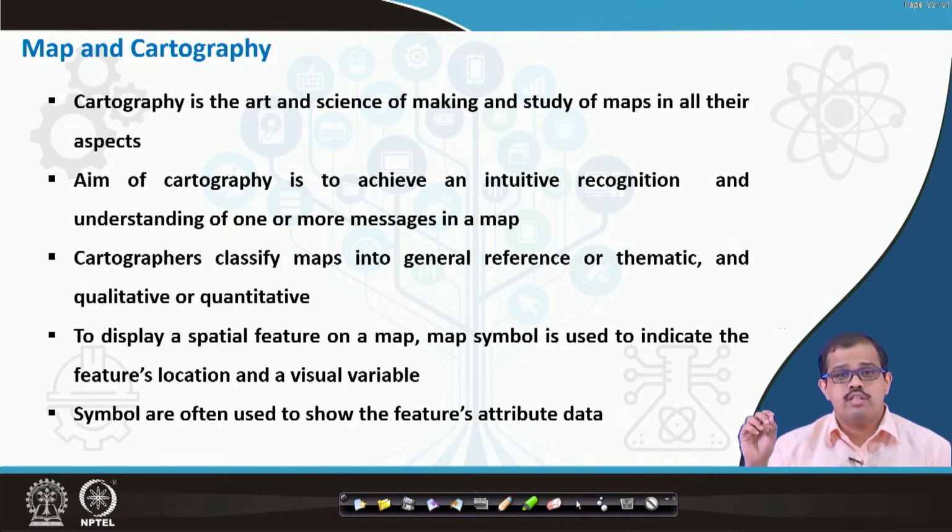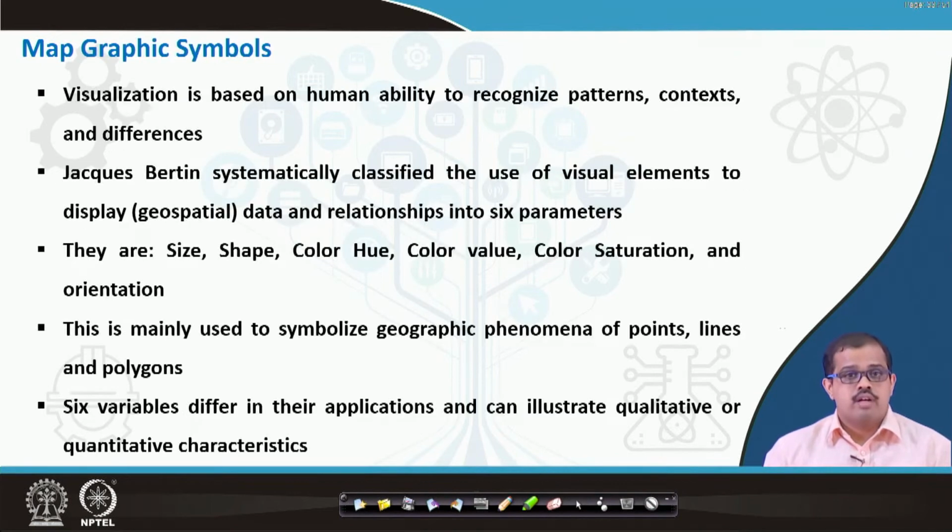Symbols are often used to show the feature attribute data. Now I am trying to connect the spatial data to the attribute data. If you want to represent attribute data, then you show it in terms of symbols. So when we look at map graphic symbols, these are visualizations for the human ability to understand in terms of pattern, context and differences.